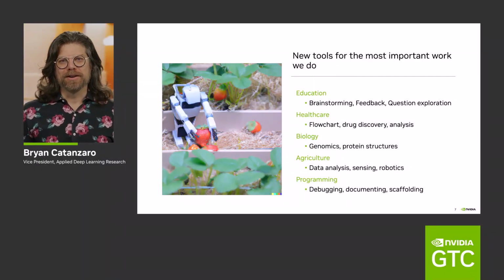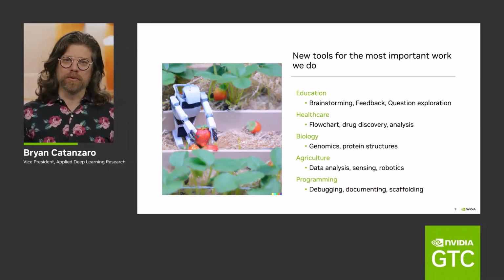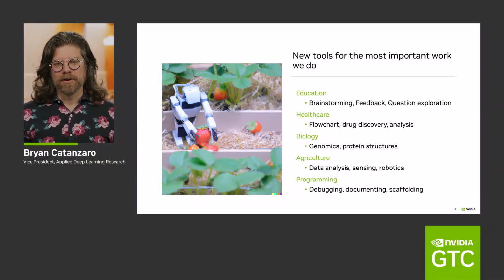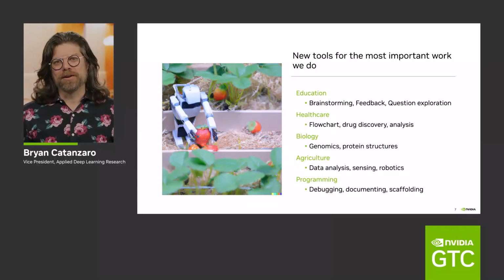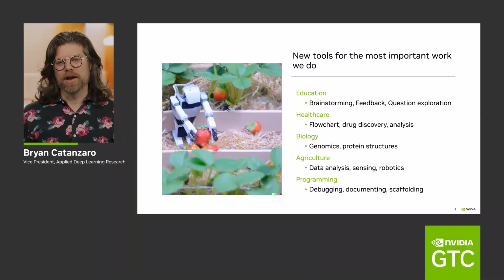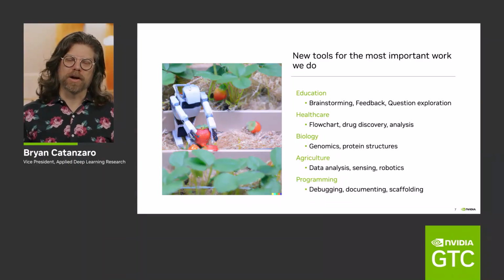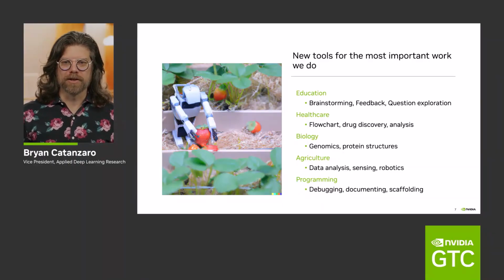Agriculture, there's so much involved in agriculture, from data analysis to remote sensing to robotics that are emerging. It's going to help us be more productive there. Or things like programming. Those of us that write programs for a living are already finding that these tools help us be more productive when we're debugging, when we're documenting, and when we're trying to build up scaffolding for what kind of code we should write and how it should all fit together.